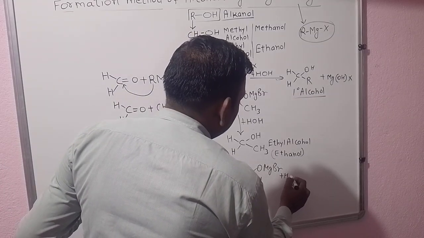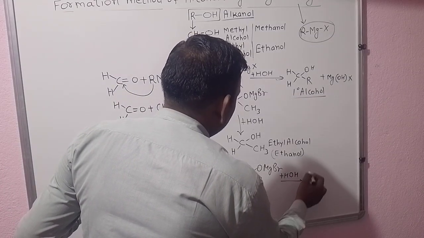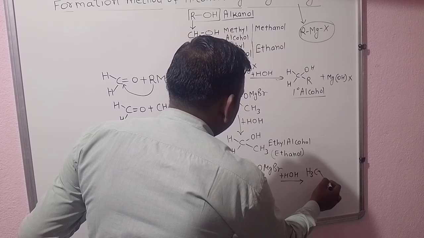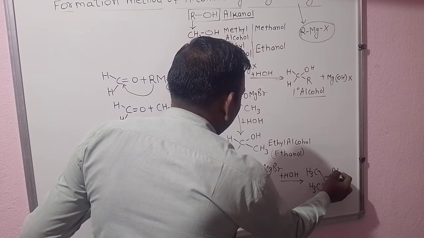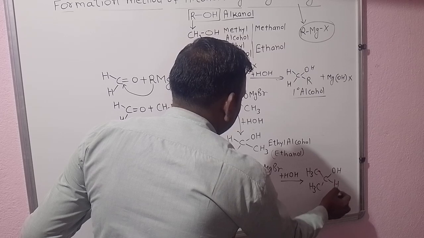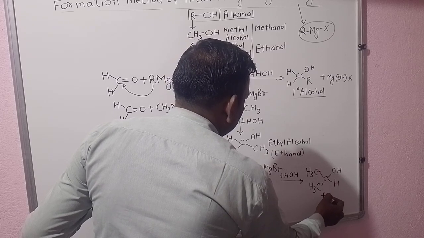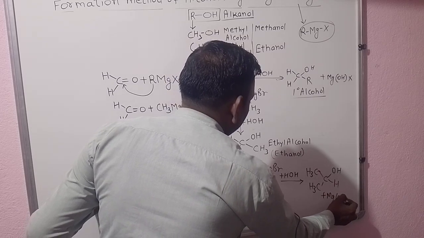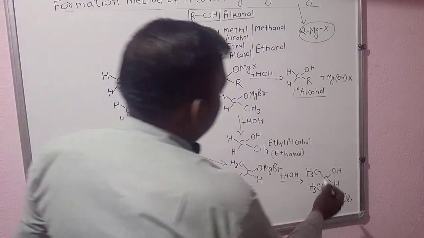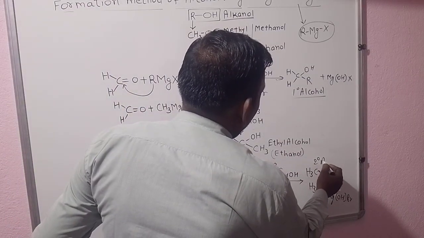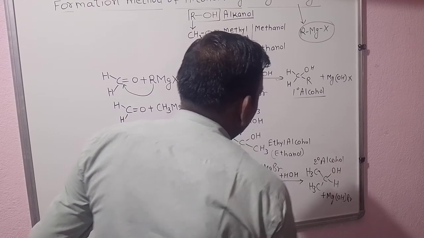After the hydrolysis, we can get CH3, C, CH3, OH and H, plus MgOHBr. We can get here a 2 degree alcohol. You see, 2 degree alcohol. Okay.